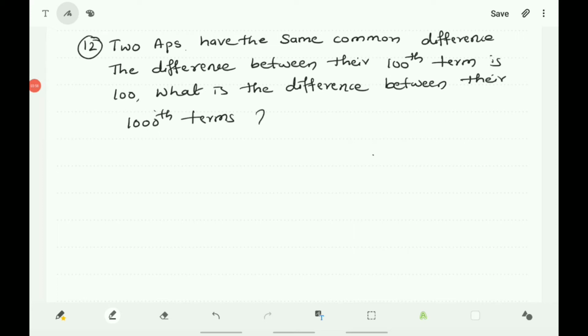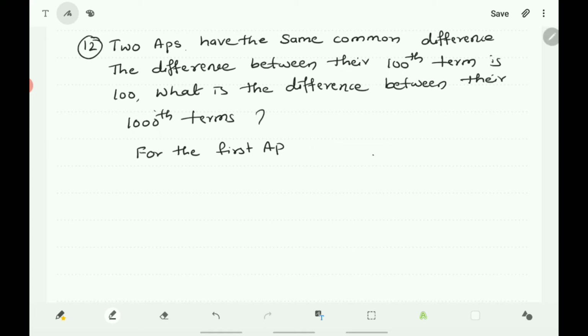12th question. Two APs have the same common difference. The difference between their 100th terms is 100. What is the difference between their 1000th terms? So let us consider the first AP. Here two APs are there. They have the same common difference, so their first terms must be different.